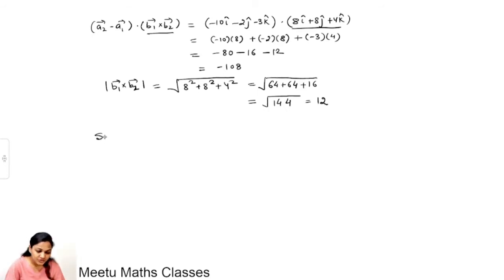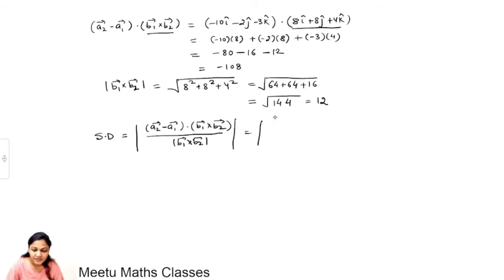Now the shortest distance between the two lines will be the modulus of (a2 minus a1) dot (b1 cross b2), divided by the magnitude of b1 cross b2, and that will be the modulus of minus 108 upon 12, and this will give you the modulus of minus 9, that is equal to 9 units. So the shortest distance between these two lines is 9 units.